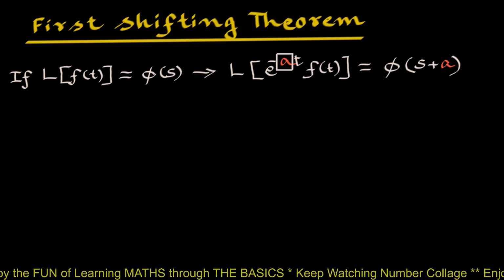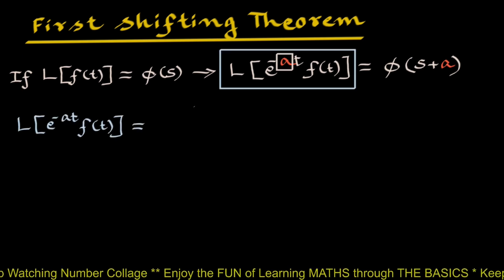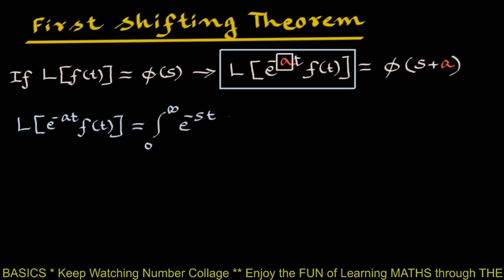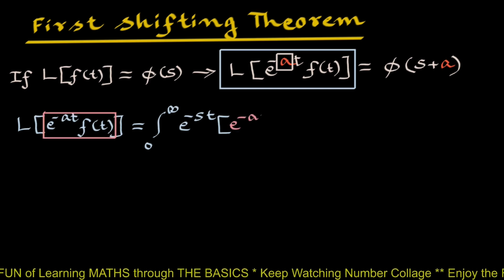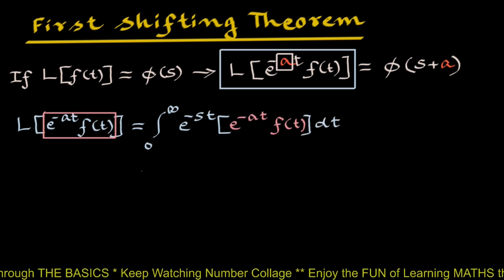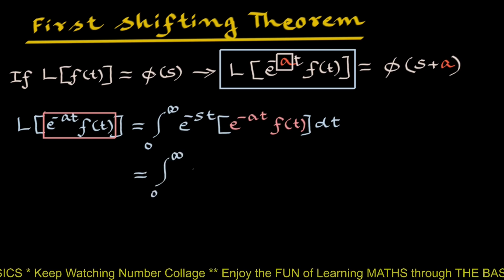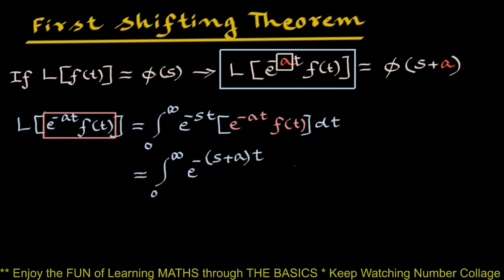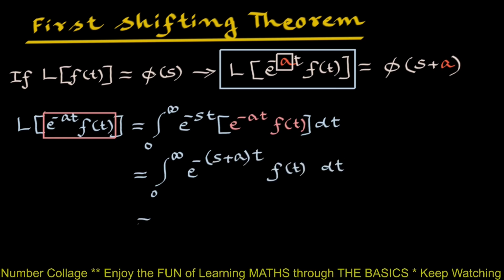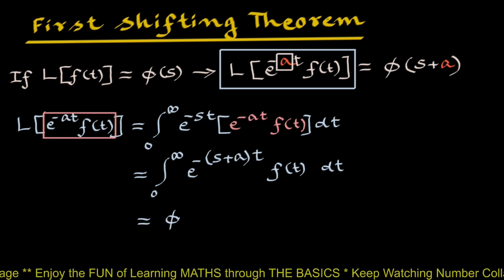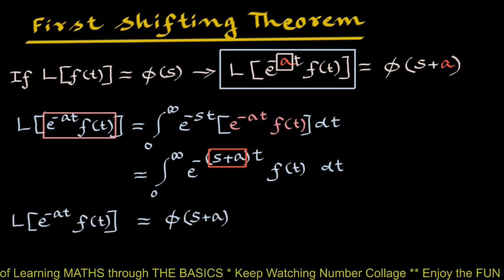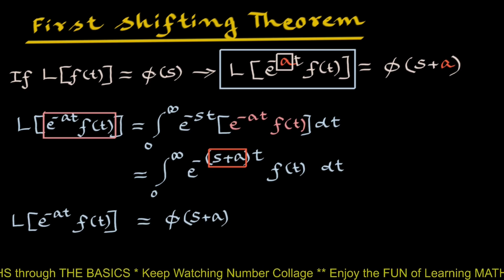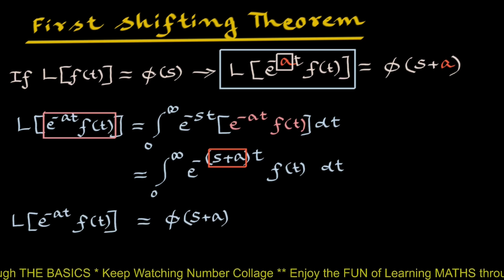The left hand side equals, by definition, the integral from 0 to infinity of e raised to minus st into e raised to minus at f of t dt. After simplification, it is the integral from 0 to infinity of e raised to minus (s plus a) t f of t dt, which we know is phi of s plus a. We will see how to apply this first shifting theorem for solving problems on Laplace transform.